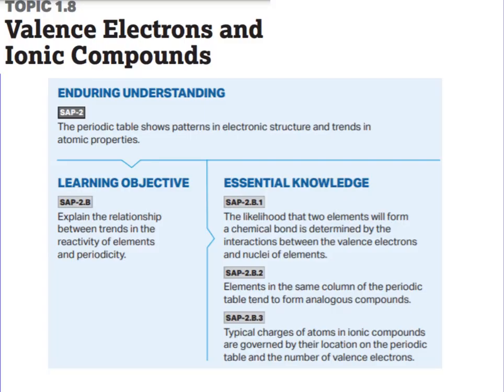And the last topic is valence electrons. So the likelihood that two elements will form a chemical bond is determined by the interactions between the valence electrons and the nuclei of those elements. Elements in the same column tend to form similar compounds. And the charges are governed by their location on the periodic table.